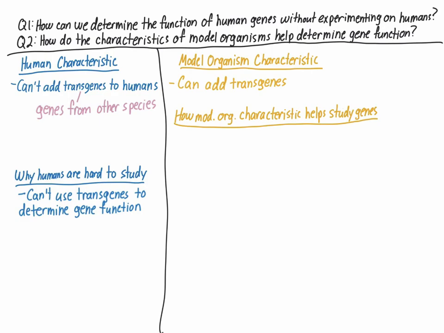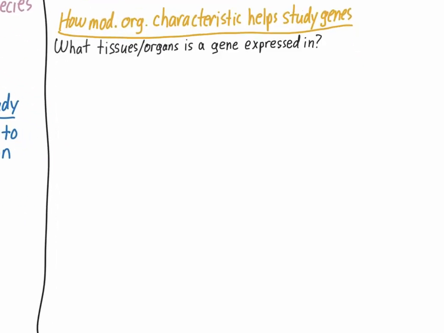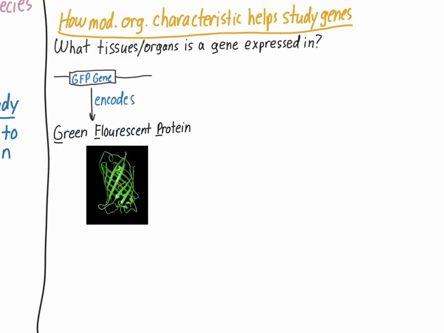Why would we do this? Well, for example, sometimes we want to know what tissues or organs a given gene is expressed in. In one approach, the GFP gene, which is a gene from a species of jellyfish, is used. This gene encodes green fluorescent protein.